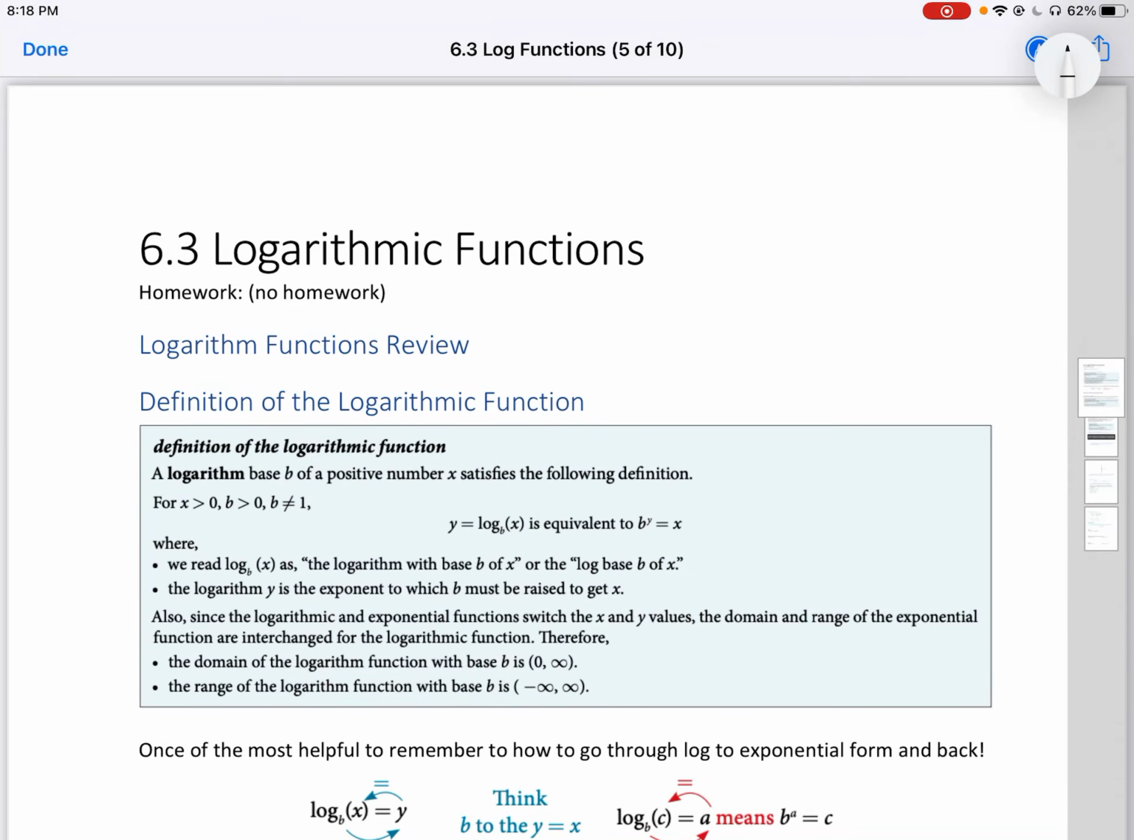6.3 logarithmic functions. Yes, we're going to cover logarithms just like you did back in college algebra and pre-calculus. The reason we're doing so is because you need to be very familiar with all of the rules that you learned about logarithms back in those courses. So think of this as a refresher.